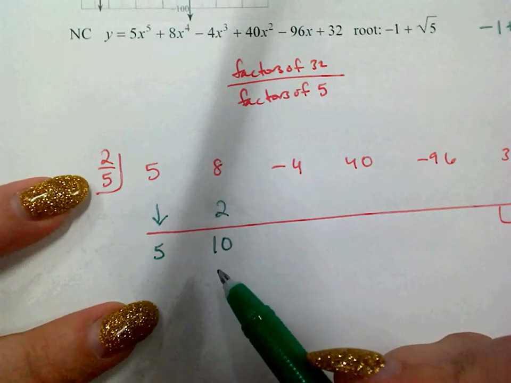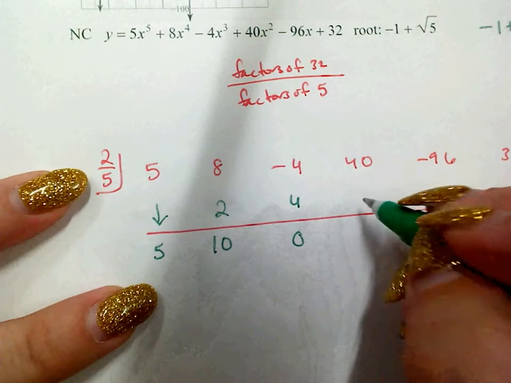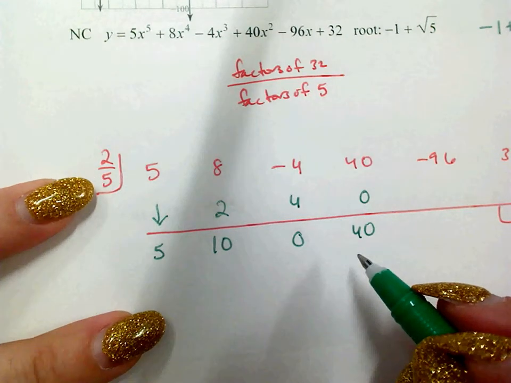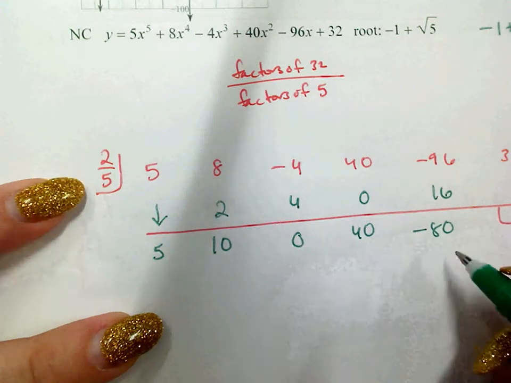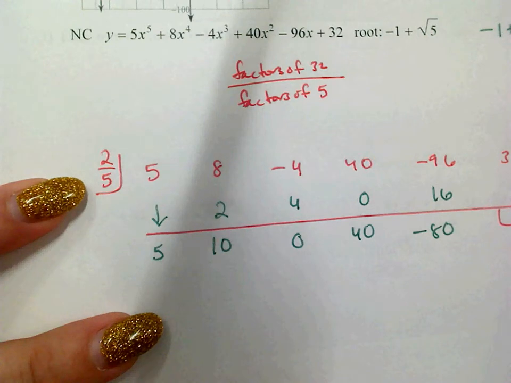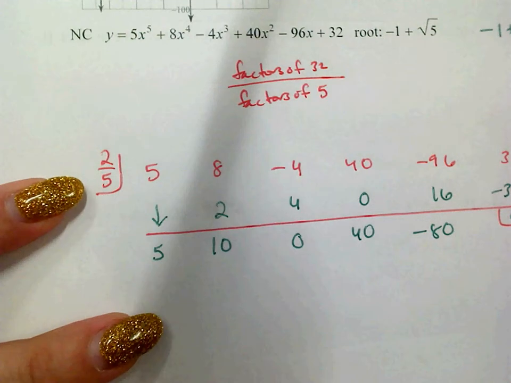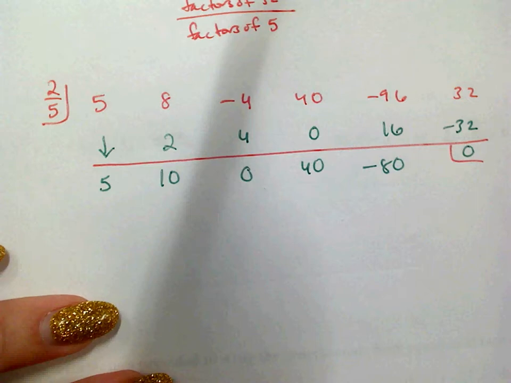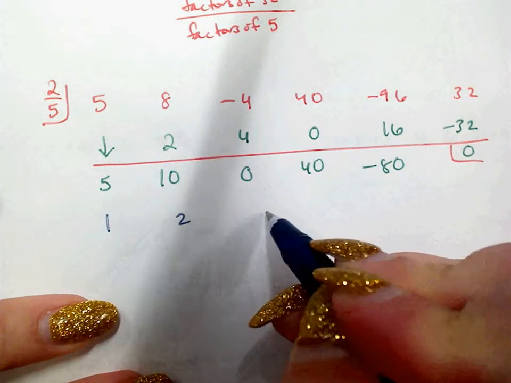40. What's 40 divided by 5? 8. 8 times 2 is 16. That's negative 80. 80 divided by 5? Negative 16 times 2 is a negative 32. Hey, what am I going to do with all these numbers before I keep going? Good. So 1, 2, 0, 8, and negative 16. What am I going to do synthetic division with?